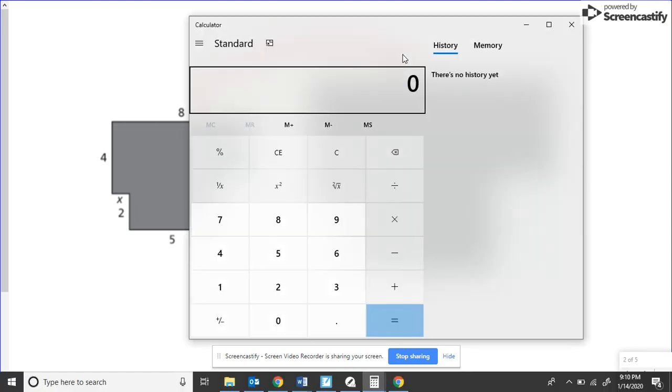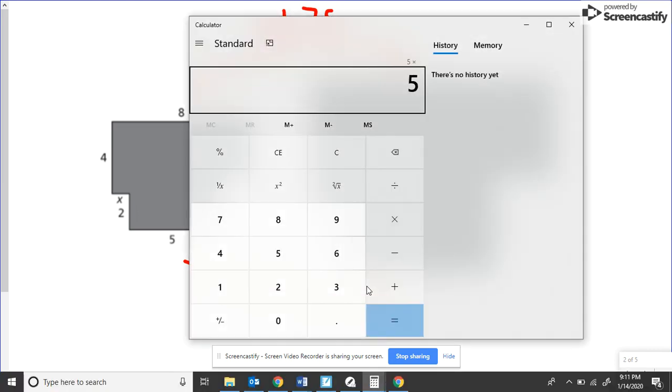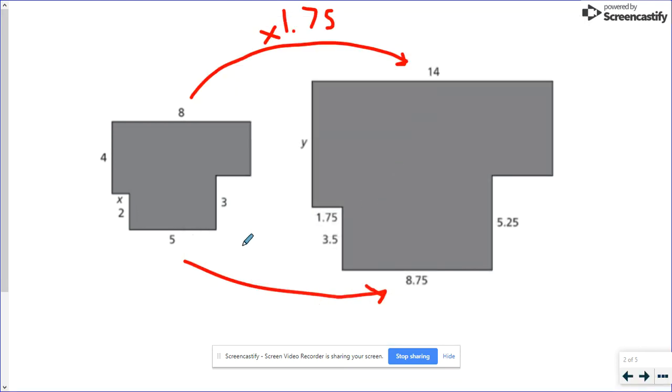And again, I can do the division. So 14 divided by 8 gives me 1.75. So I know that my scale factor is going to be 1.75. And I can double check all of these other side lengths to see if my number is in fact correct. So I can do 5 times 1.75, and sure enough, I do get the 8.75. So I know I can use that to find this missing one here. So if I do 4 times 1.75, I will find that my missing length here is 7.